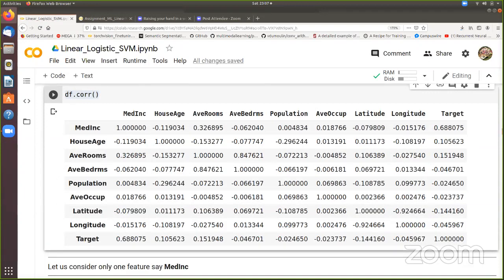So we are looking at the magnitude. It could have been minus 0.68 also, okay, but it has to be the maximum. It's the maximum.